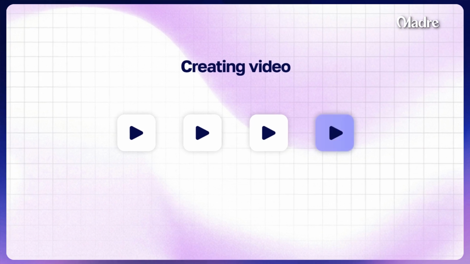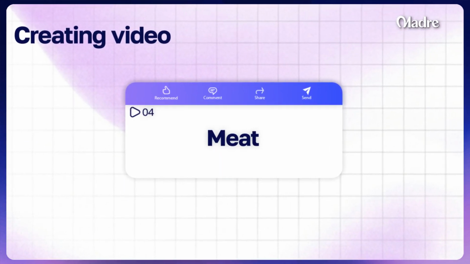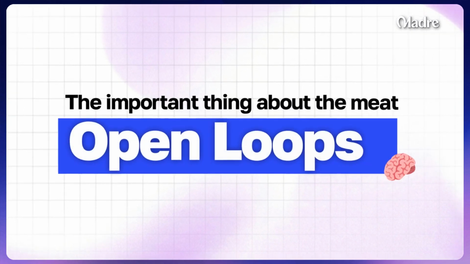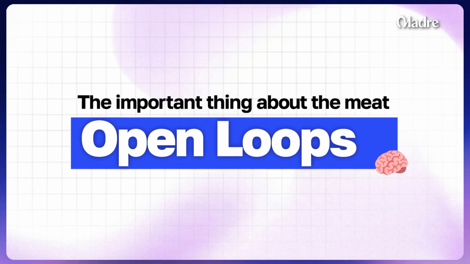Now that we've used the Spark framework, you then want to move into what we call the meat. Now, the meat is pretty much the video. There's a few things that you need to do in order to keep people watching. Now, the important thing to know about the meat is that we want to open loops. Now, the way that I kind of explain this is that we think in open and closed loops. So as humans, we come across a problem and that opens a loop, and we're not satisfied until we close that loop with a solution.